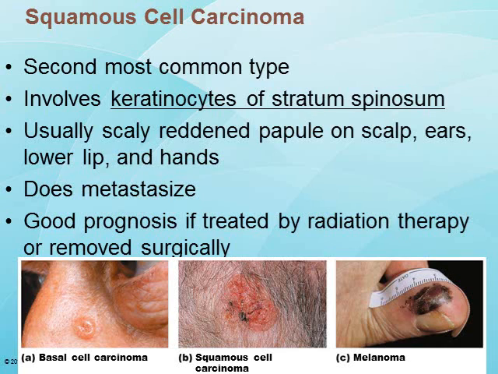That normally forms a kind of reddened patch on the scalp, ears, hand, or lip, and it does spread, metastasize, but it spreads slowly, and normally it can be treated by radiation therapy or just removed because it goes slowly as well.